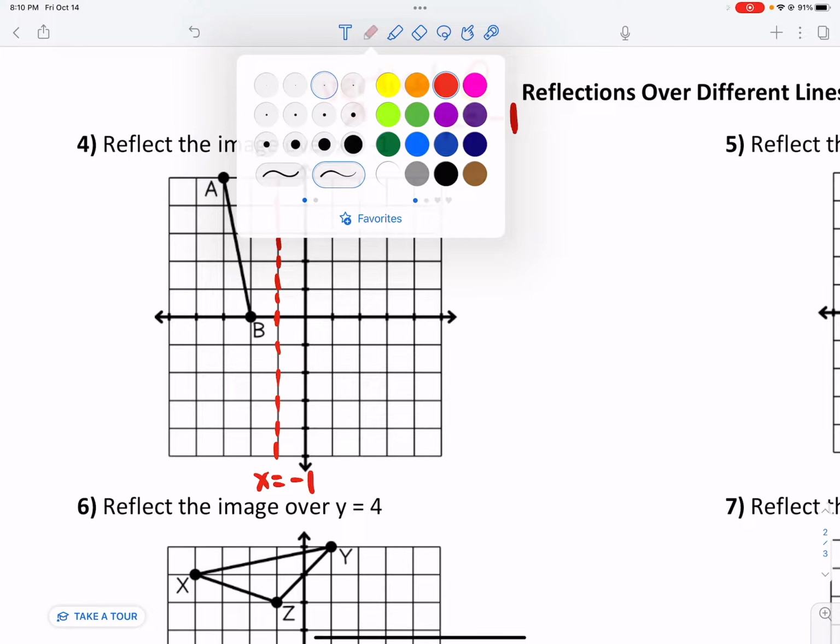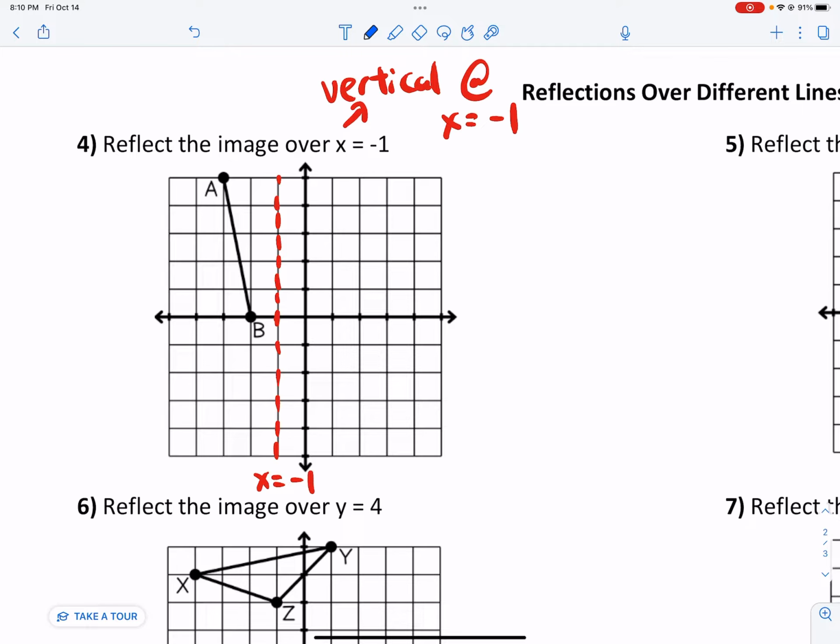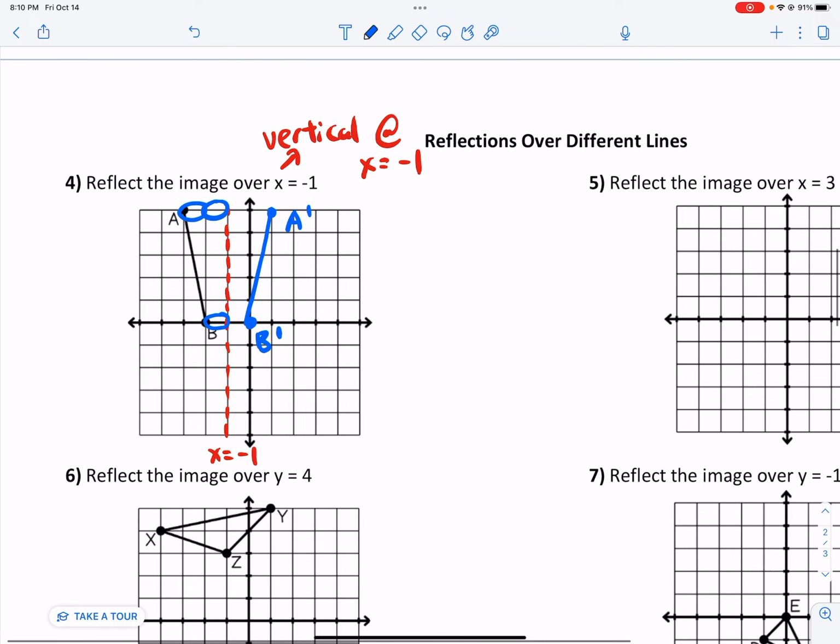So to apply the reflection over the line of x equals -1, we're going to count from our dot to our line. So this here is 1 dot, so that means that our B prime will be here. And here is a distance of 2, 1, 2. So that means A prime will be 1, 2 right here. That looks pretty good.